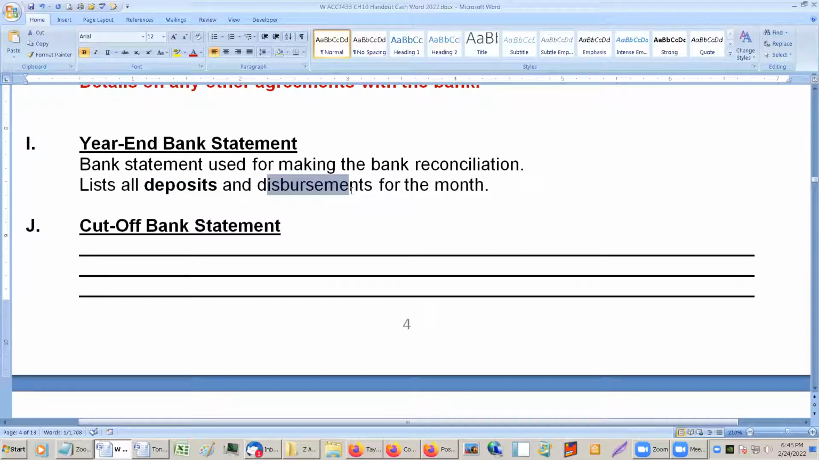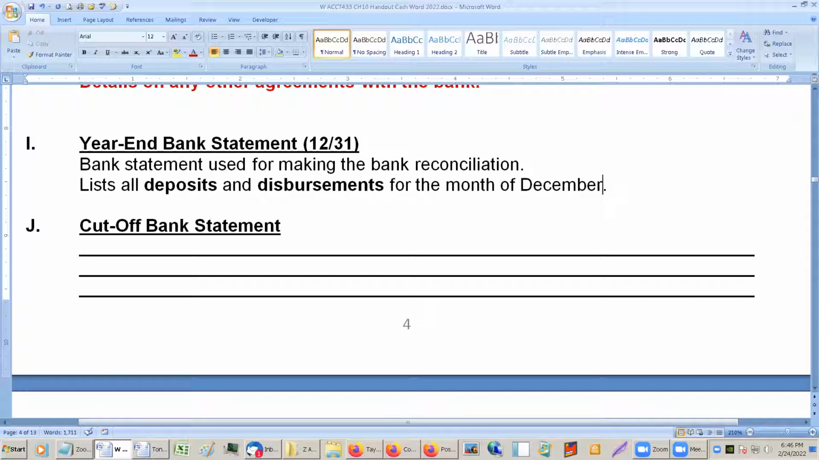Shouldn't it be for the year because it's year ending? They usually do it by the month. It could be for the year. Now the year-end bank statement will usually be for 12/31. If they didn't send you any bank statements for the entire year, yeah, it would be for an entire year, but usually they go by the month. So this would be for December, usually.